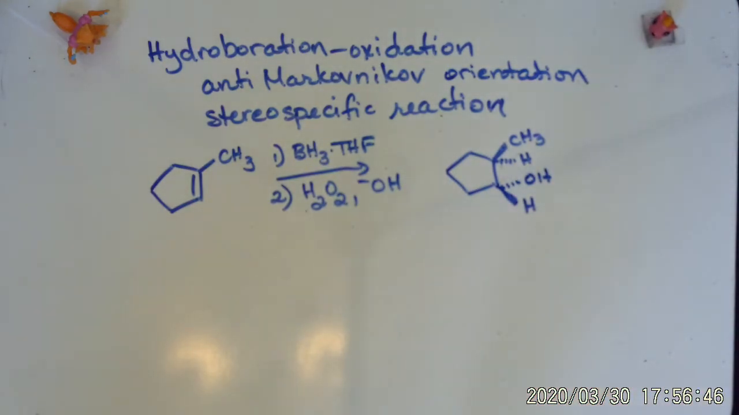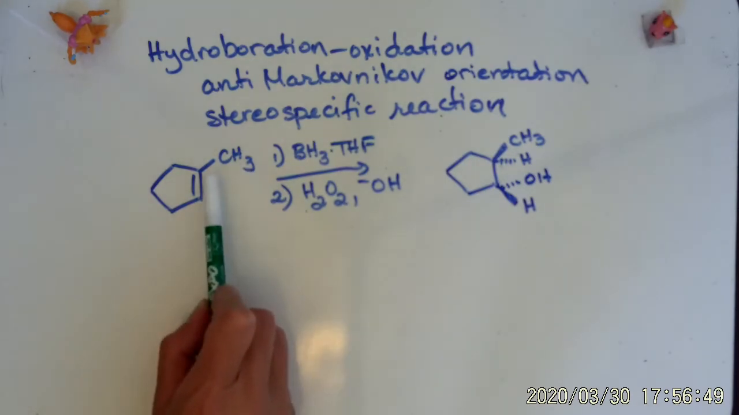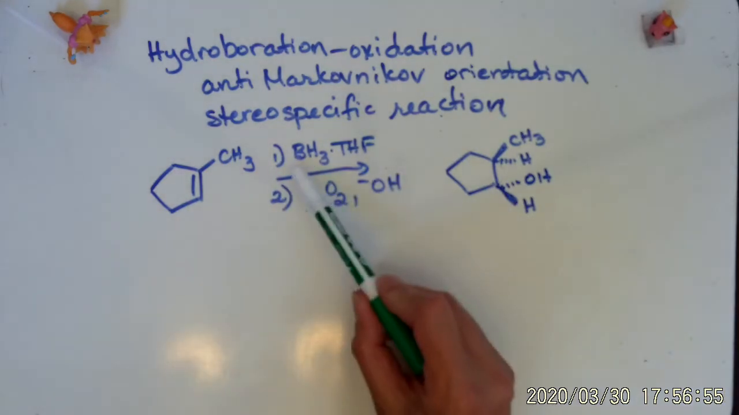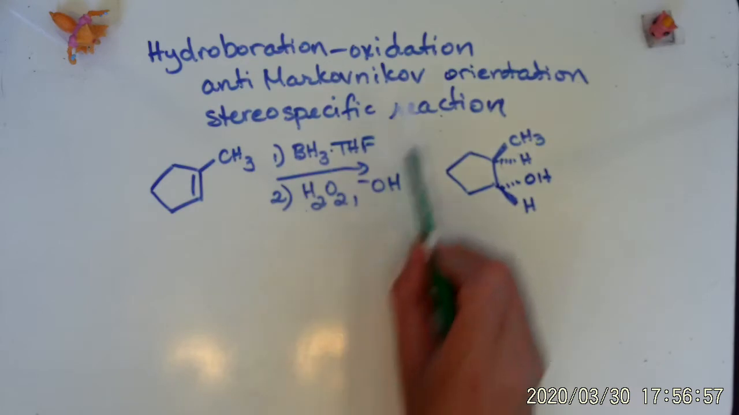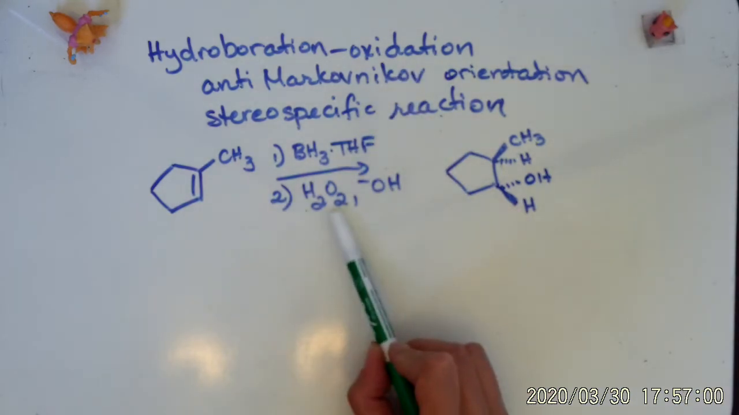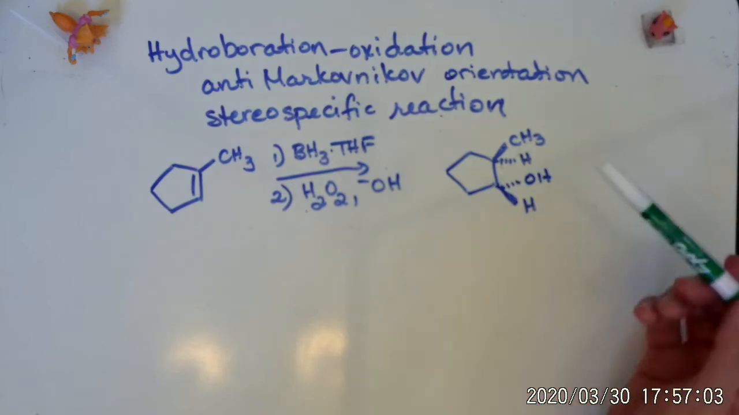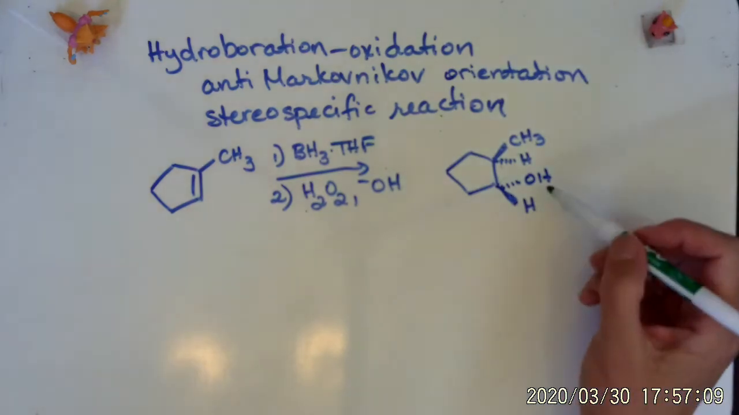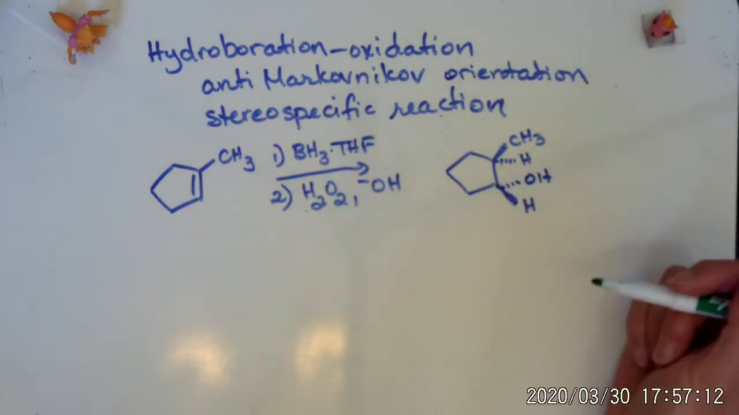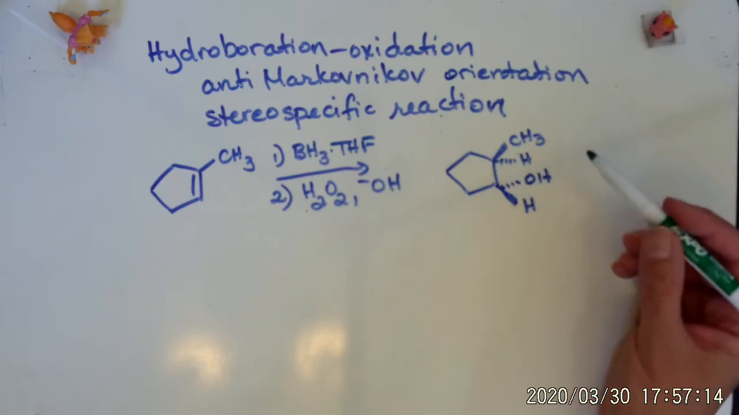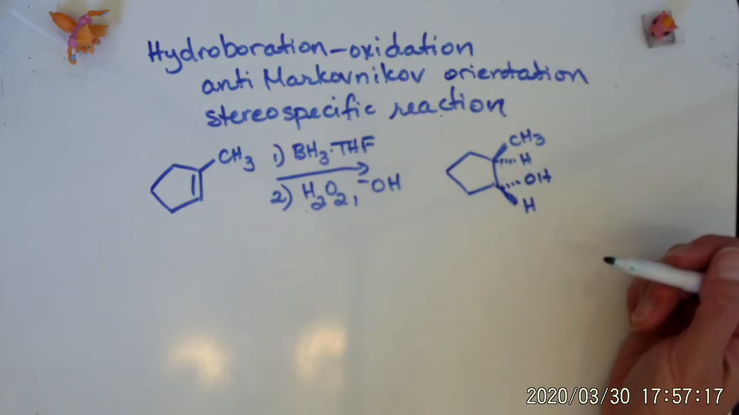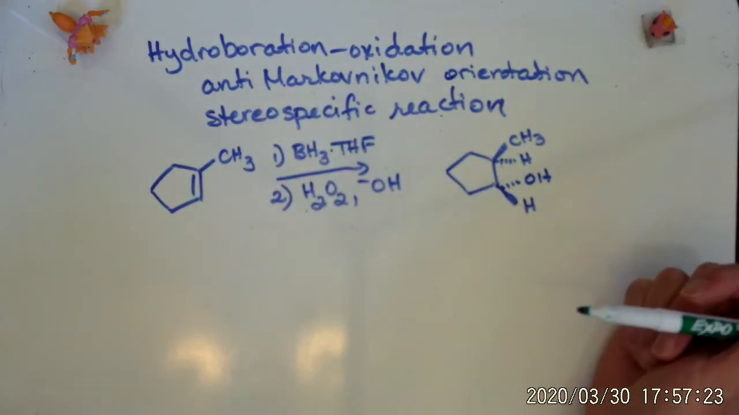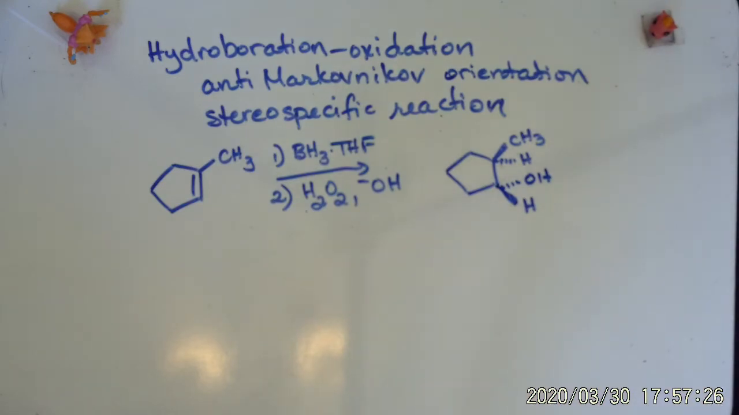If I take something like 1-methylcyclopentene, and I do the hydroboration, which is with BH3·THF complex, followed by the oxidation using hydrogen peroxide and a hydroxide base. It turns out that my nucleophile goes on the carbon that has the most hydrogens, and it's my electrophile, the H, that goes on the carbon with the fewest hydrogens. This is anti-Markovnikov, so that shows you my regioselectivity.